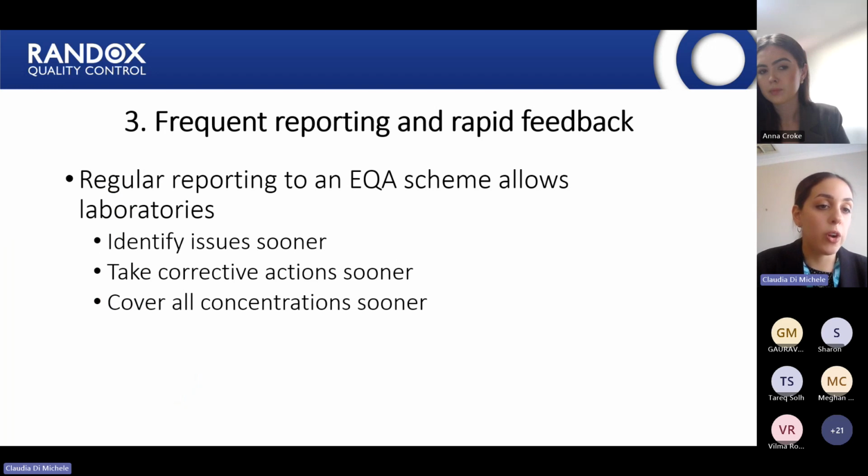Thirdly is frequent reporting and rapid feedback. So to be able to draw these assessments and make corrective actions, we should have EQA that provides us with feedback rapidly to identify issues sooner, to take corrective action sooner, and cover all concentrations across the assay range sooner.